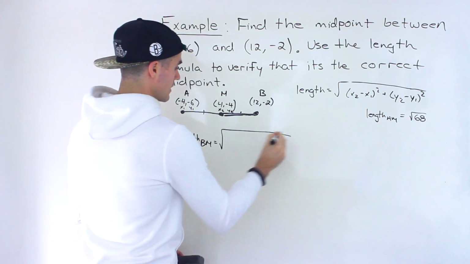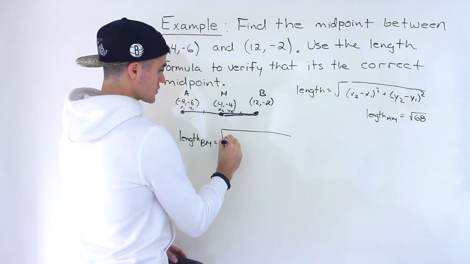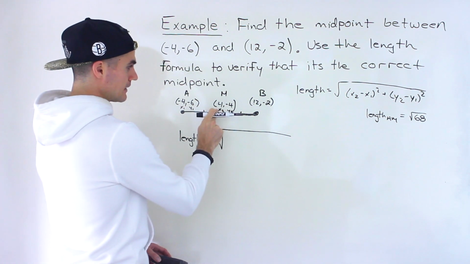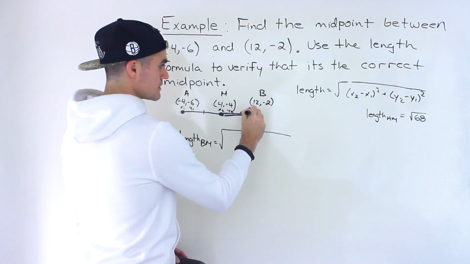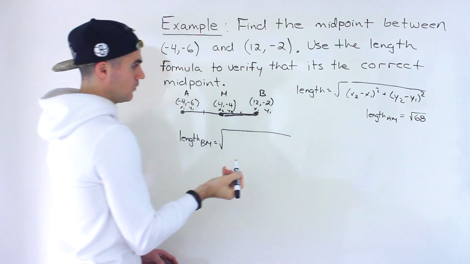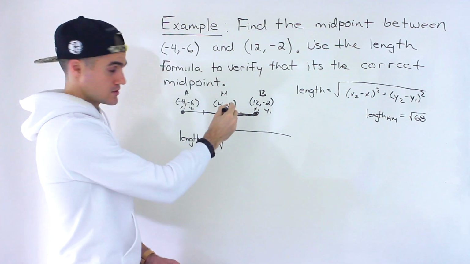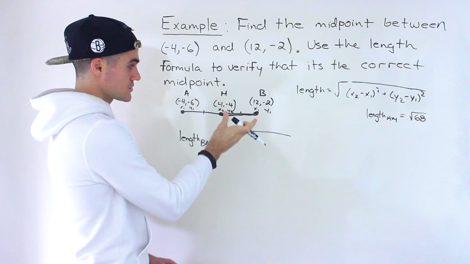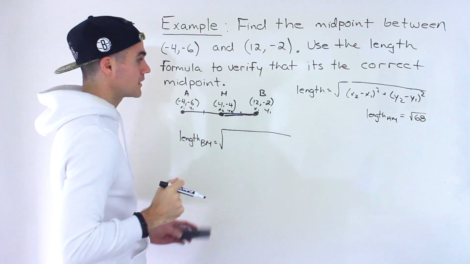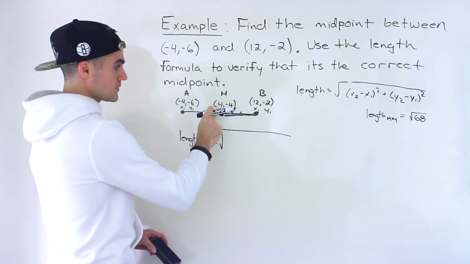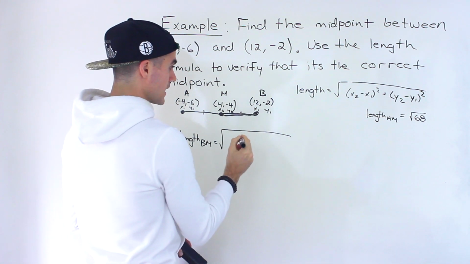So same thing, we're going to have the square root. Now we already let this be x2, y2, so I'm going to let this be x1, y1. It doesn't matter which ones you choose to be x1, y1, x2, y2. In the end, you'll end up getting the same length. But since we already labeled it here, I'm going to let this be x1, y1.